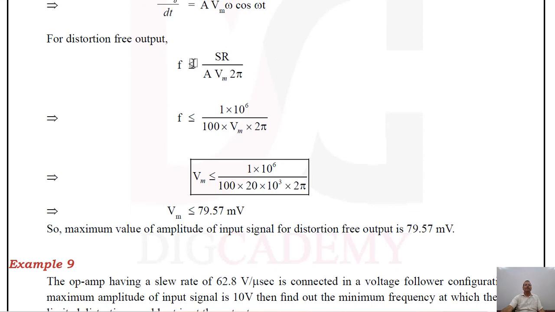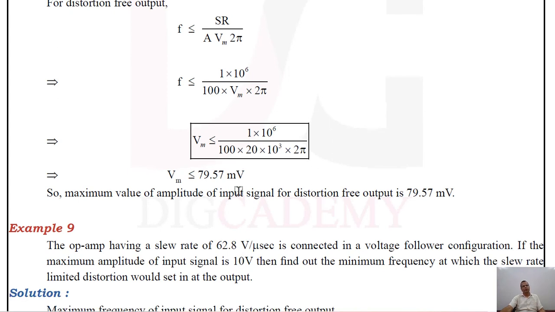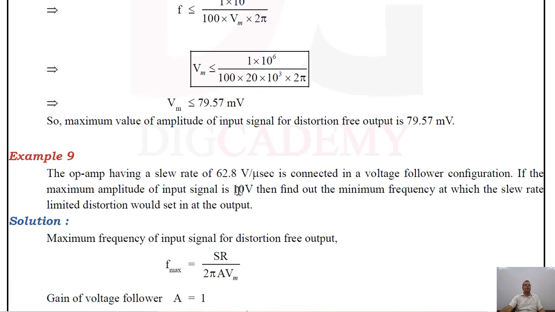So I have given you the expression of frequency. We are able to find the maximum value of the amplitude of the input signal so that there is no distortion in the output. Fine. Let us see another example.